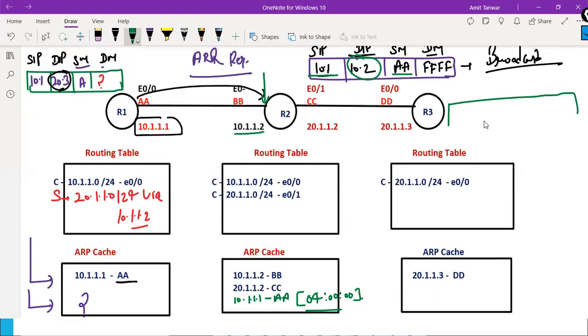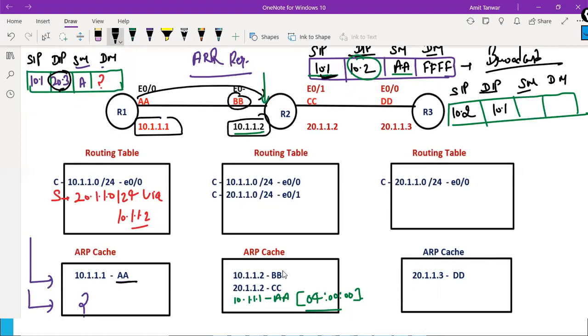So this is the ARP reply now. In the reply there are source IP, destination IP, source MAC, and destination MAC. The source IP will be 10.2, and the destination IP will be 10.1. The source MAC is my own entry, already present here, that is B. The destination MAC will be A, because it's already updated in my cache. And now the packet will be unicast.